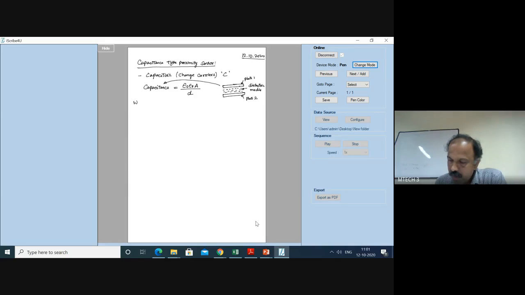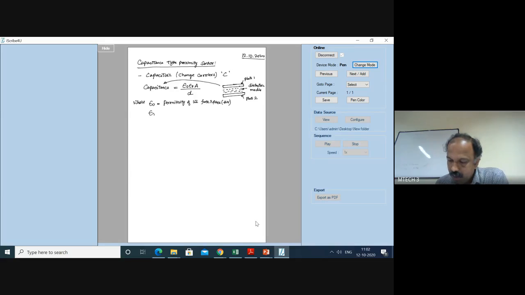Now what is epsilon here? Permittivity. Please note this down. Some mathematical equations are there, that's why I'm using this method today rather than the PPT. Epsilon naught is the permittivity of free space. What is free space here? Free space is nothing but air.